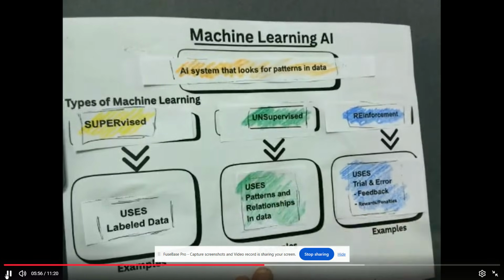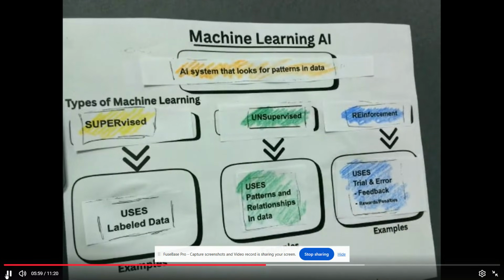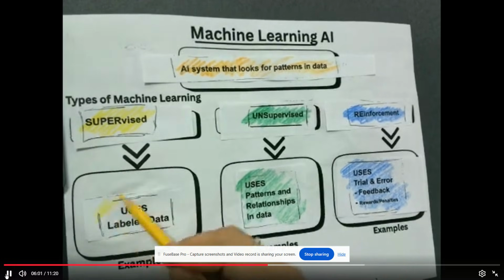Right, so go ahead and color those to match the column they're in. And now we're going to talk about the examples that go with each.